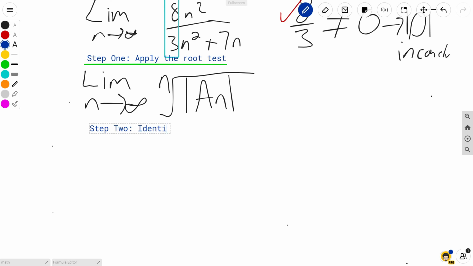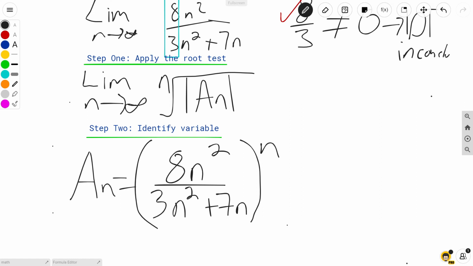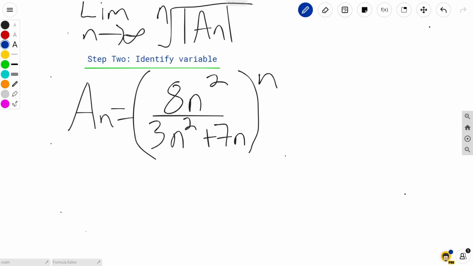For the next step, step 2, we're going to identify all the variables, and in this case our variable is a sub n. So our a sub n is equal to 8n squared divided by 3n squared plus 7n. That's our a sub n, raised to the nth power. And now that we have it, we're going to go ahead and simply compute the limit. So that's what we're going to do in step 3.